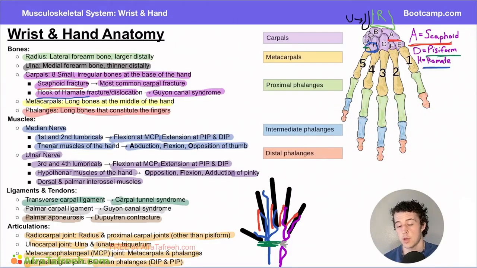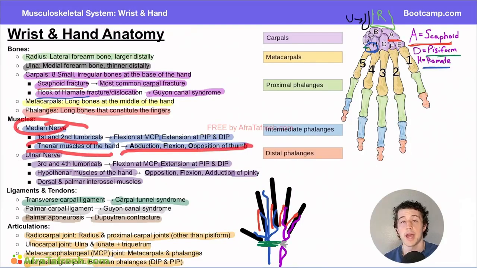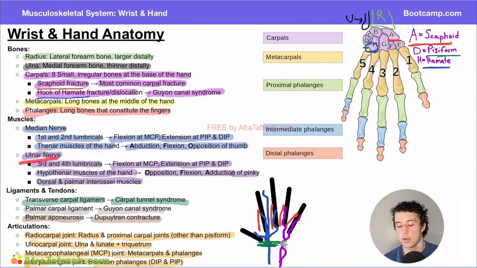The muscles of the hand will either be innervated by the median or the ulnar nerve, with the median nerve innervating the first 2 lumbricals and the thenar muscles of the hand, so think thumb actions, and our ulnar nerve will innervate our 3rd and 4th lumbricals, as well as our hypothenar muscles of the hand, think actions of the pinky, as well as the dorsal and palmar interossei muscles.